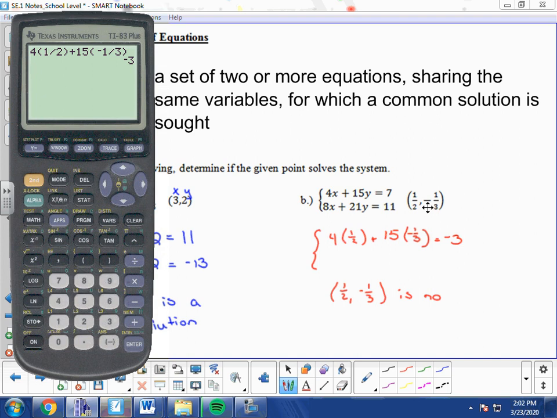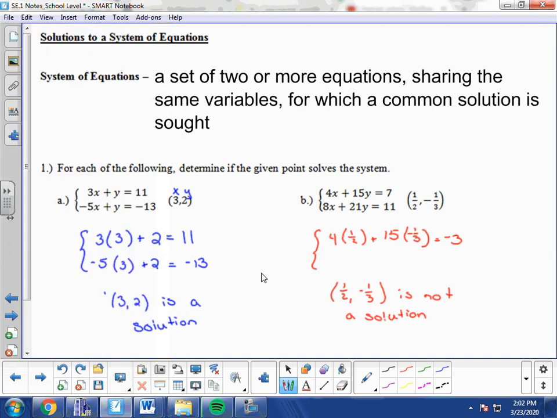So what we're looking for here when we find solutions to systems of equations, they can be written as points, that's okay, or they could be written as an x value and a y value. What we're looking for is an x and y value that makes both of the two equations equal.